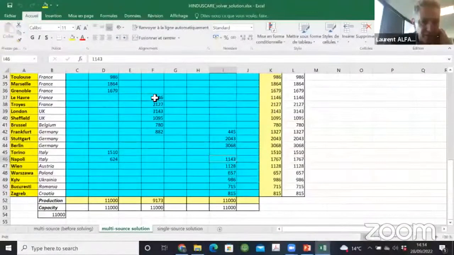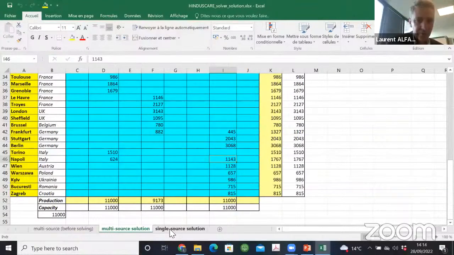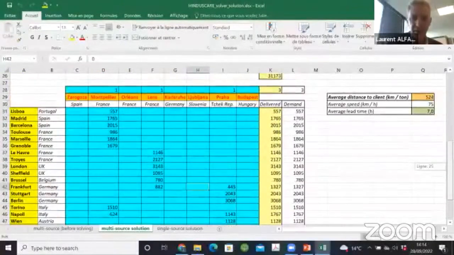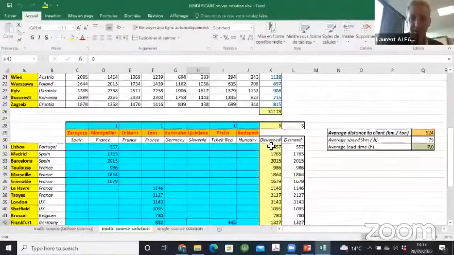No, this is a multi-source. Okay, single source. I think I made a mistake. This is a single source solution. I will show you the multi-source solution. So what you see here, everything is delivered. The sum is equal to the demand. You have 3, the sum of the y variables is equal to 3. Sum of the yj is 3.